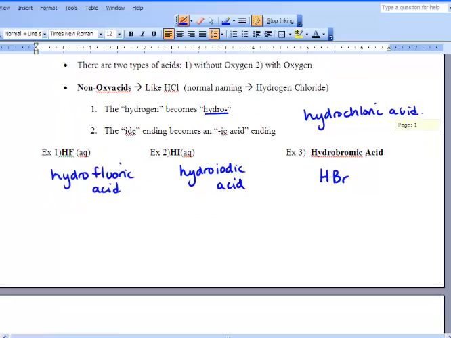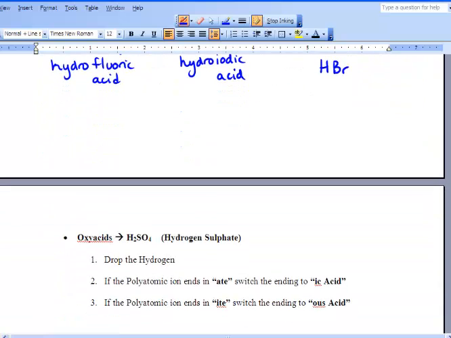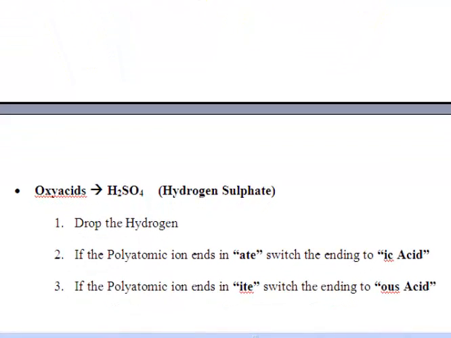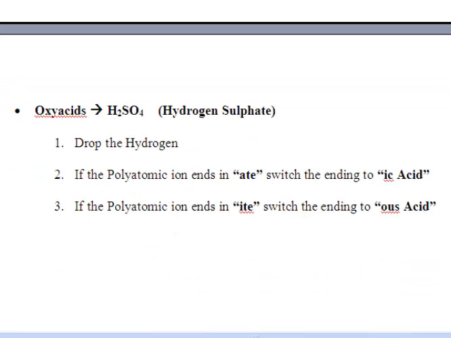Moving right along. So our acids with oxygen in them are oxyacids, and we've got an example here, H2SO4. So this would be hydrogen sulfate. Now when it's in an aqueous state, it's going to be an acid, so we're going to drop the hydrogen altogether. And then if the polyatomic ion ends in ate, we're going to switch the ending to ic acid. And if the polyatomic ion ends in ite, we're going to switch the ending to an ous acid.